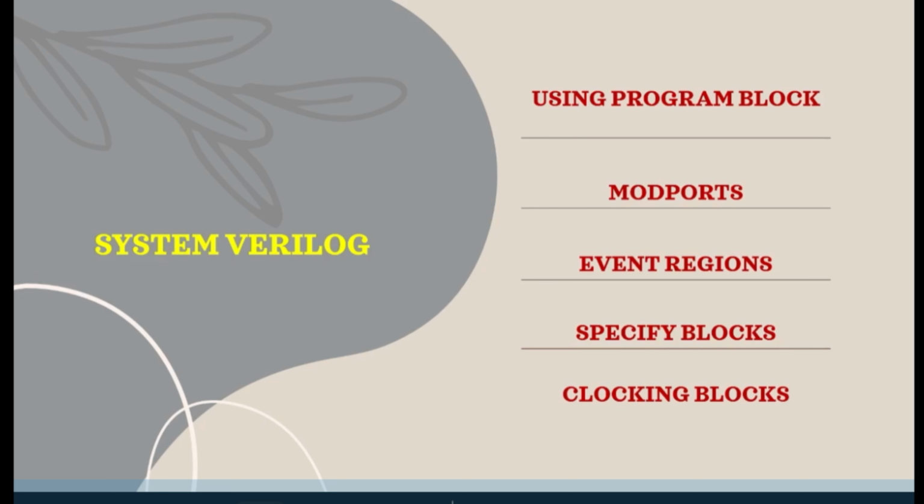Whenever you are writing the RTL code, you will write it in a module block, and when you are modeling the test bench, you can write it in the program block, so that there won't be any collision between the executions, right? This is one way.